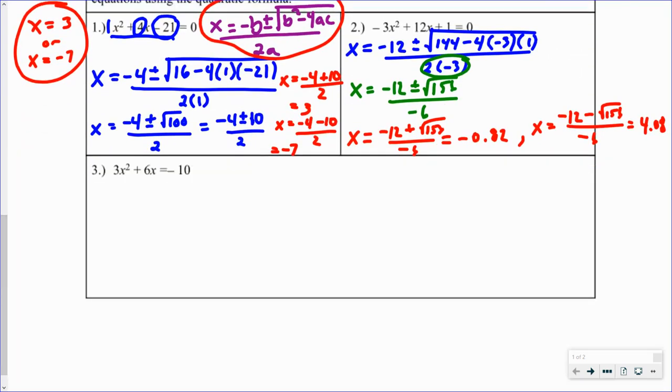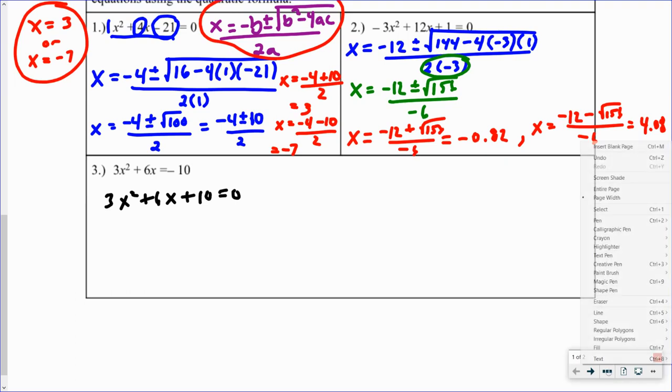All right, we get 3x squared plus 6x equals -10. So the first thing that you're probably noticing here is that you have a constant value on the right-hand side of the equation, and it's not set equal to 0. So we're going to add 10 to both sides, and that's going to give us 3x squared plus 6x plus 10 is equal to 0. All right, so now we're just going to follow the exact same process. We're going to use the quadratic formula for this.